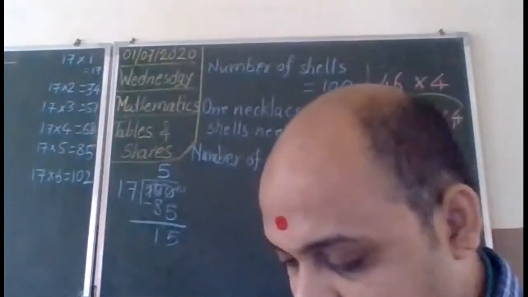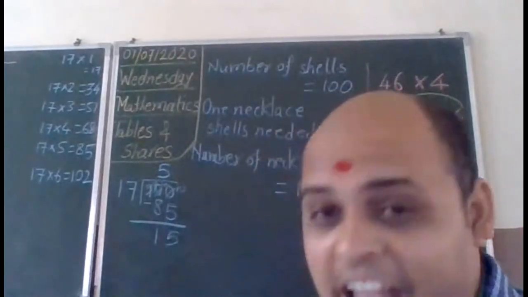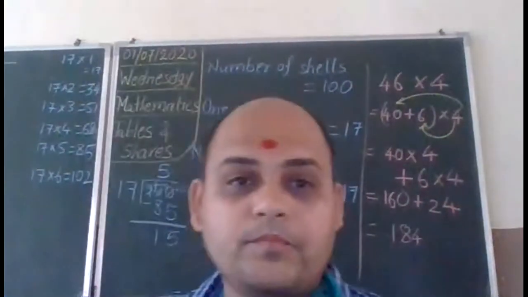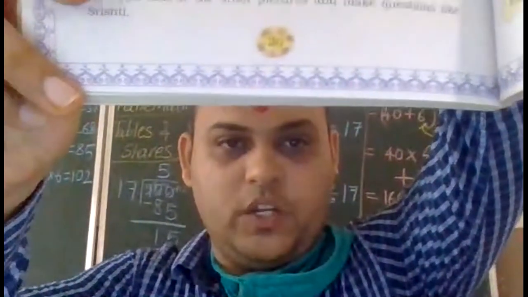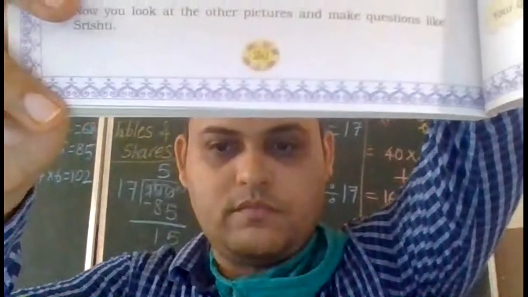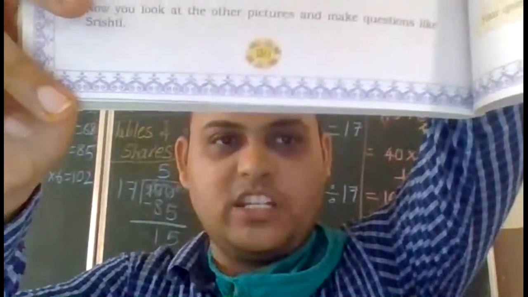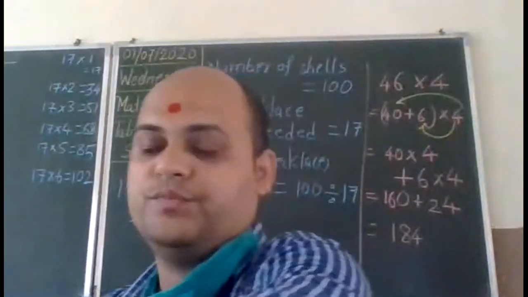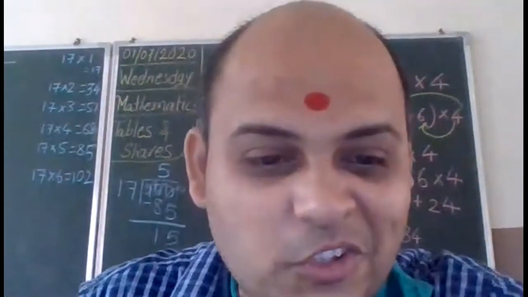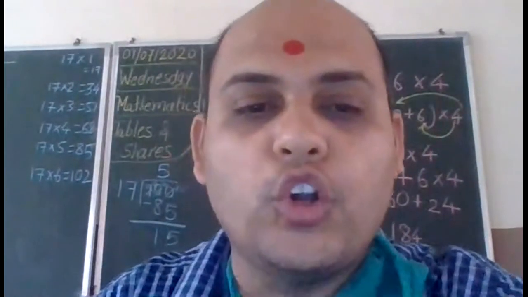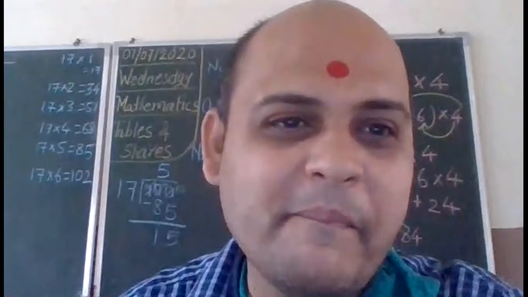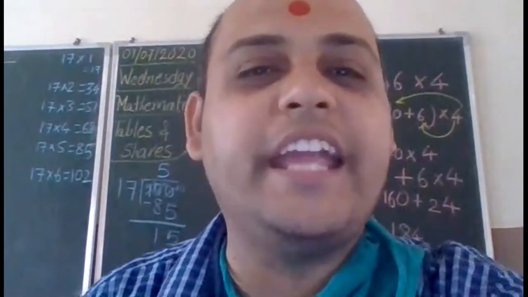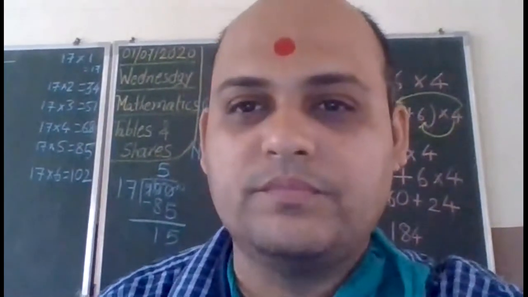Then you have some more examples to do. And the last one, on page number 130. Page number 130. Here you have to make your own story. Story sum. Okay? You have to create your story sum.